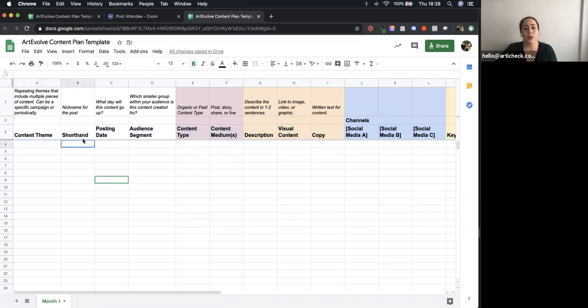and then you put in the shorthand of that post name. It's just so that you know exactly what you're referencing, right? So for example, let's say we're going to use the Cairo page from the Lindisfarne Gospels. So our content theme here is actually Medieval Monday. Our shorthand is just going to be Lindisfarne, so we remember what it is. And then our posting date, we're going to post it on the 5th of May.